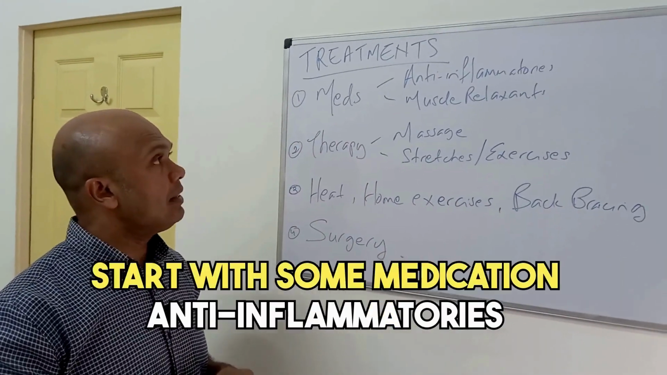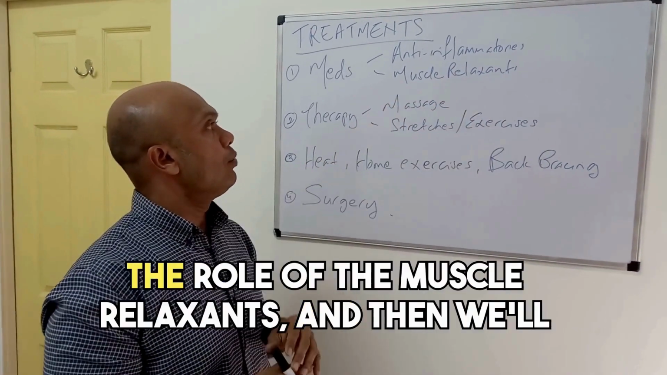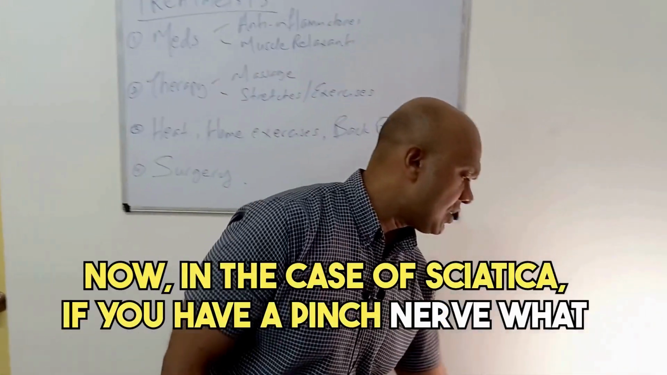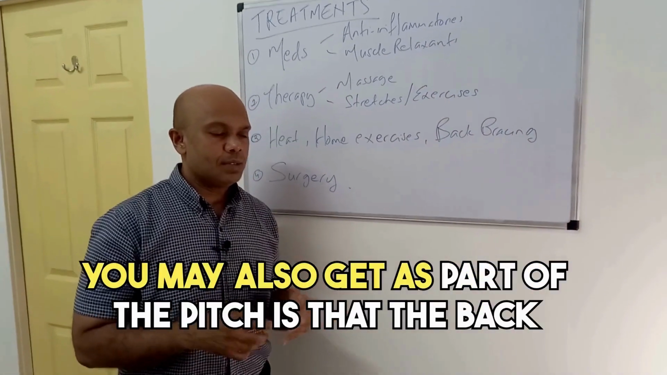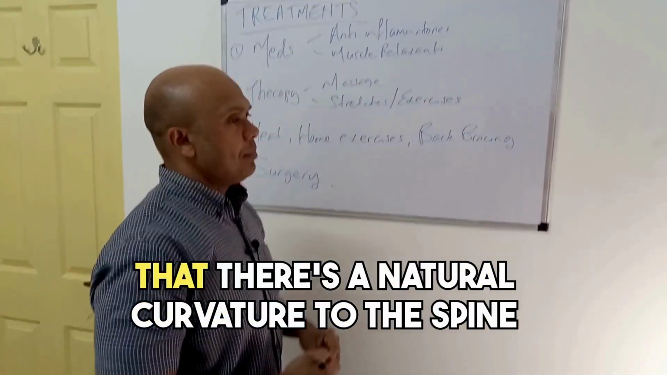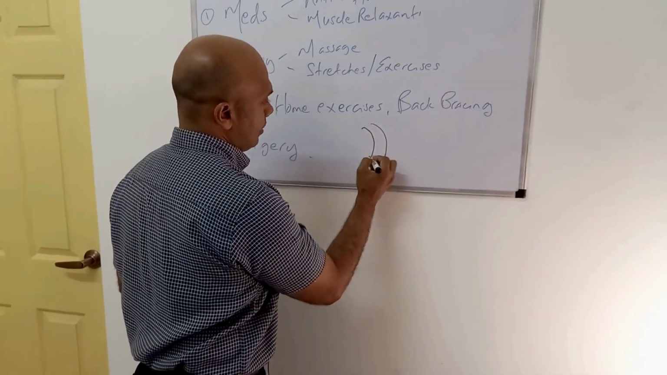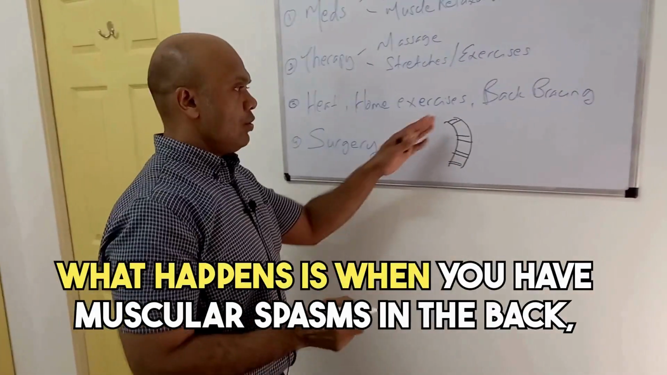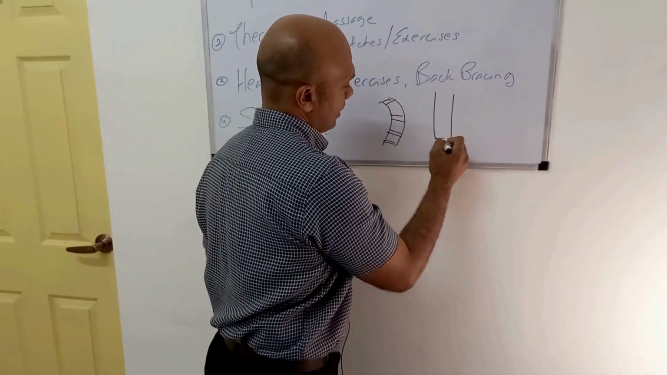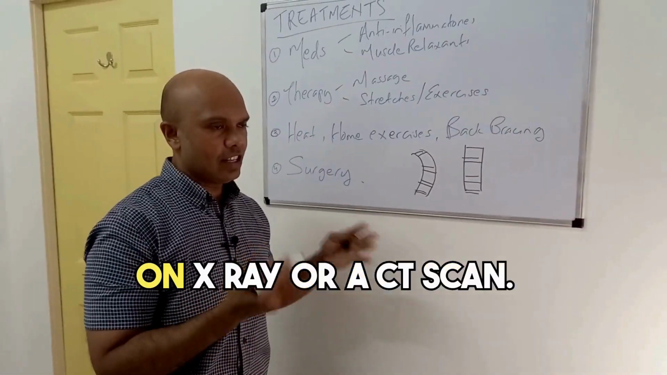Initially, a person can start with some medication, anti-inflammatories and muscle relaxants. I just want to talk a bit about the role of the muscle relaxants, and then we'll talk about the anti-inflammatories. In the case of sciatica, if you have a pinched nerve, what you may also get as part of the picture is that the back muscles go into spasm. In previous videos, we mentioned that there's a natural curvature to the spine in the lower back. When you have muscular spasms in the back, you lose the curve and it's all straight. So you move from curve to straight, and this is something you would see on an MRI, X-ray, or CT scan.